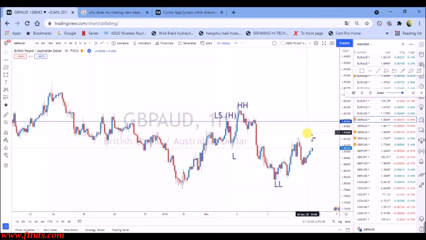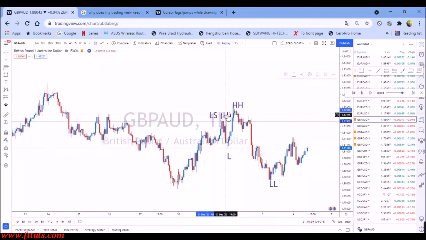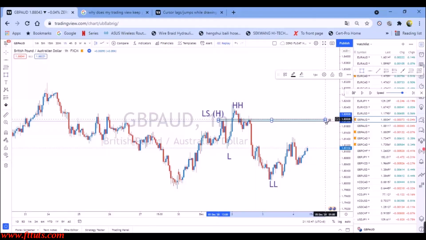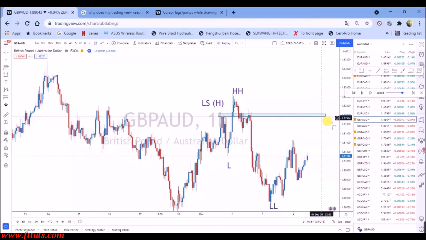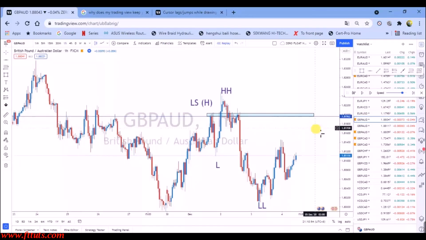What we would want to do now is, like I said, we mark the horizontal line. So first we mark the horizontal line at the entry point, which is the left shoulder or the high. Next, we mark the zone. So we draw a square box from here up to the shadow of the left shoulder. As long as it's easy for us to monitor when price comes back in this area, then we're able to see it clearly.